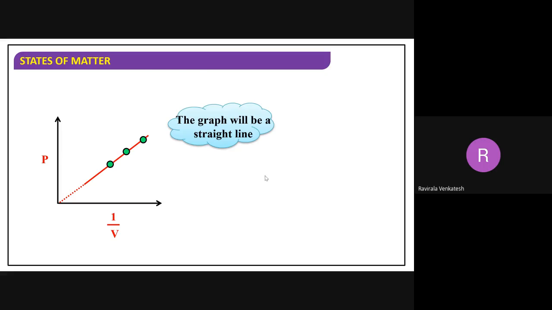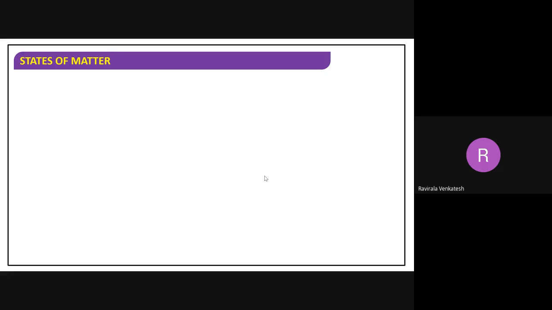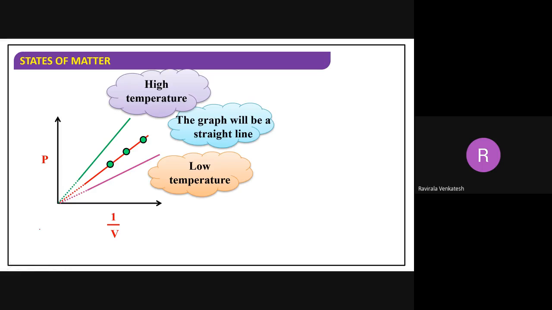A straight line. You get a straight line because you are taking 1 by V. In examination, you may get examples like this. When you take pressure and volume, we get this type of decreasing curve. But when you take pressure and 1 by V, what type of graph do you get? Straight. Why? Pressure and volume are inversely proportional, right? But pressure and 1 by V are directly proportional. So we are getting a straight line.